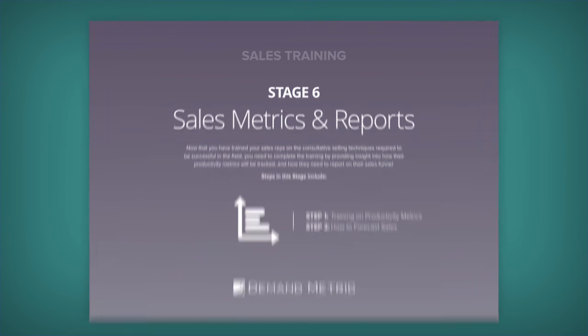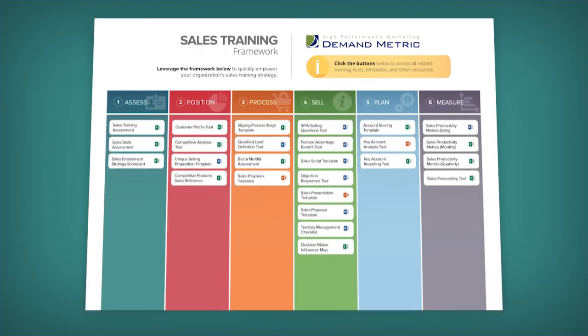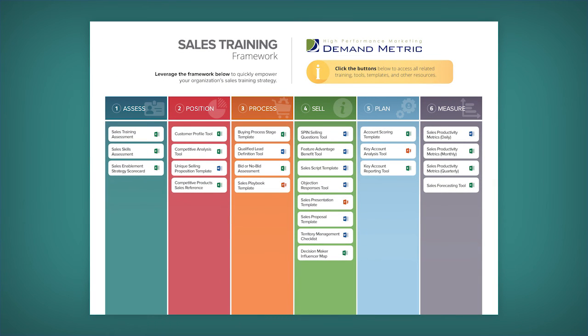This begins with training on daily, monthly, and quarterly productivity metrics and how to forecast sales. Remember that you can access all these resources in a single page at the start of this guide and on its own with the Sales Training Framework.